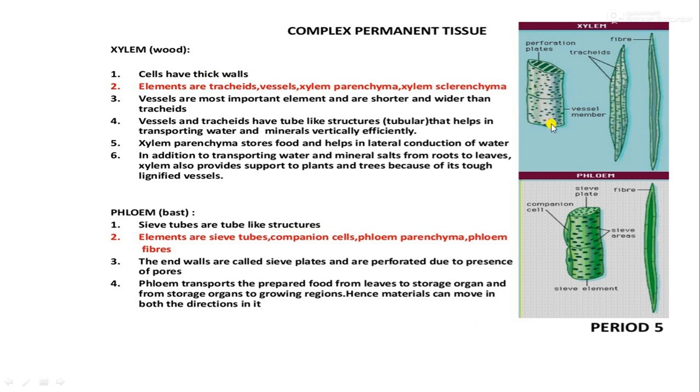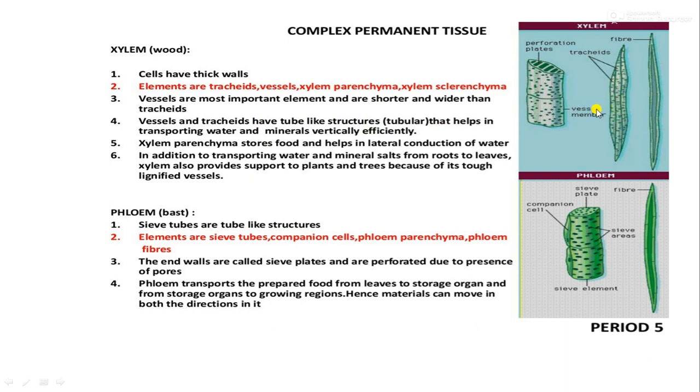You see, these are the vessels. Now these vessels are wider and shorter. Okay, but tracheids are longer, somewhat spindle shaped. Okay, longer and narrower. That's the difference. But both have a cell wall, thick cell wall. See, vessels and tracheids are tube-like structures. So they are tubular structures that help in transporting water and minerals vertically or upwards.